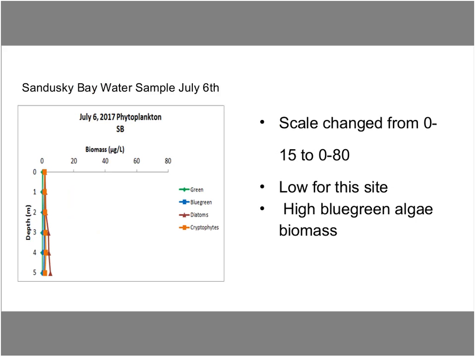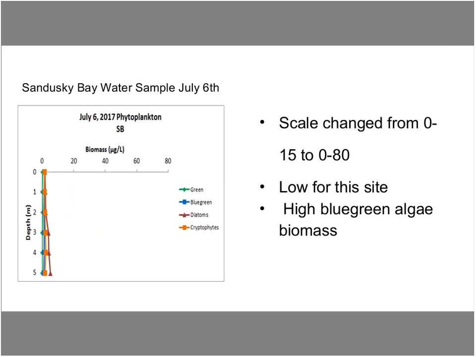So in the Sandusky Bay, I want to point out that the scale on the biomass x-axis changes from 0 to 15 to 0 to 80. That's because later you'll see that later in July, there was a lot of blue-green algae measured here. So as of now, you can't really tell here, but there is a high blue-green algae biomass compared to all the other sites except the Sandusky site, which I'll show in a second.